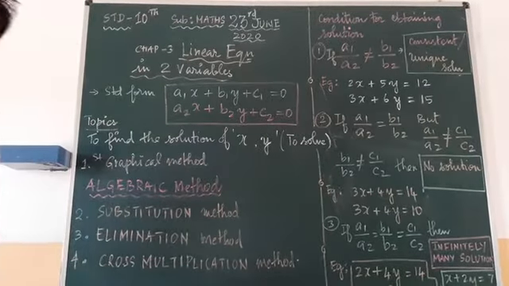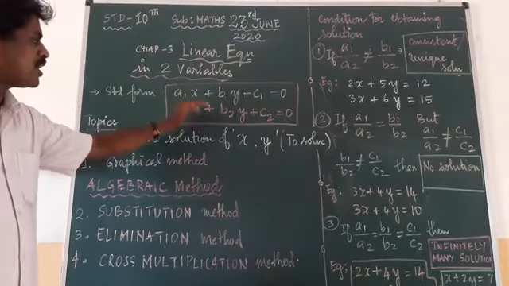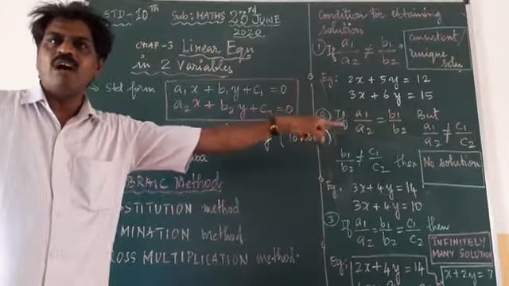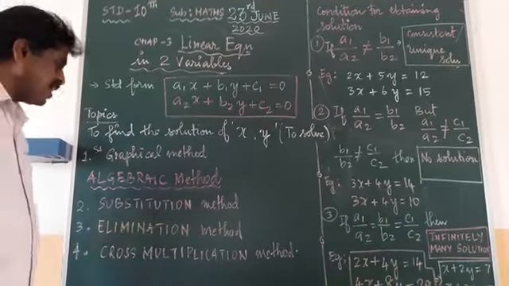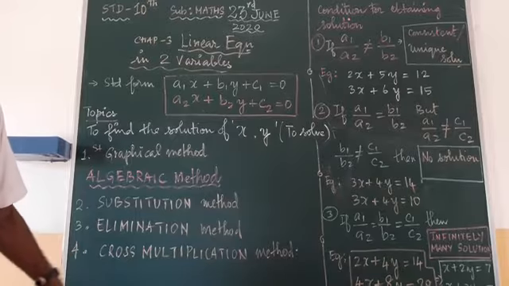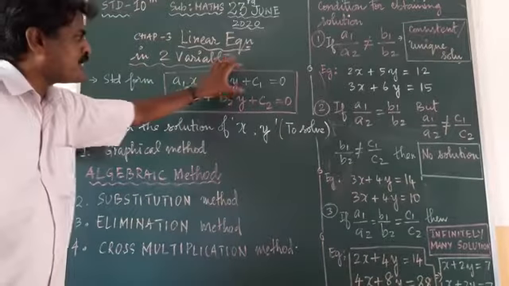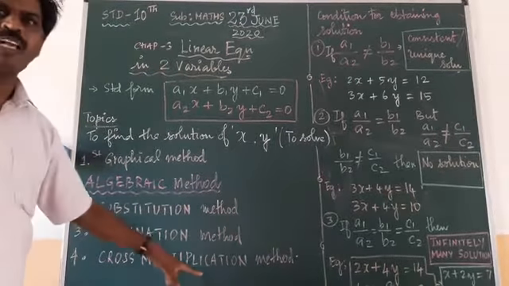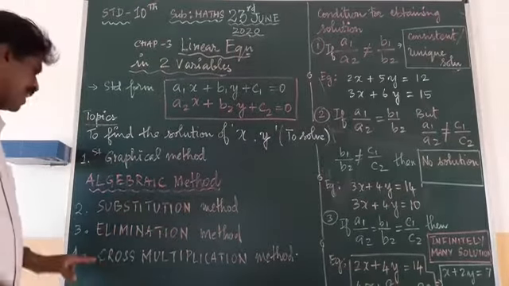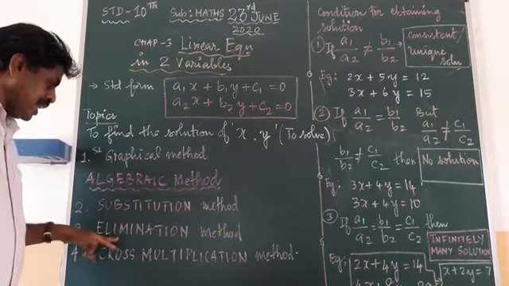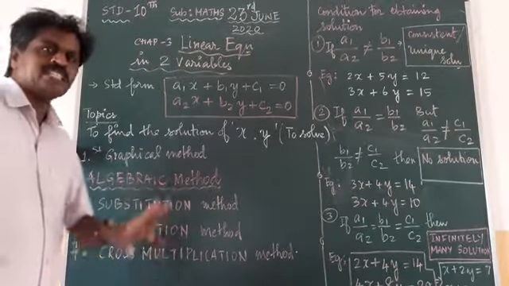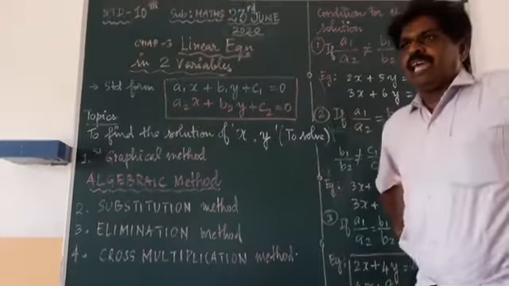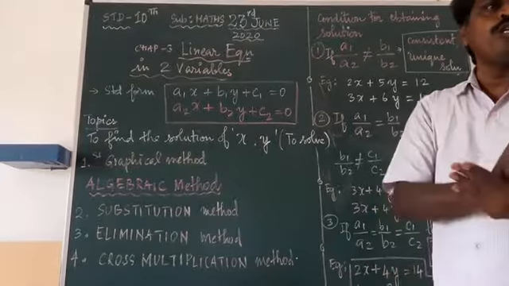Next one, elimination method. Elimination method means out of these two equations you eliminate x or y, then find the values of x and y. Then the cross multiplication method: you take the coefficients, then cross multiply, then find the x and y values. See, three algebraic methods are there: substitution method, elimination method, cross multiplication method. All are easy.